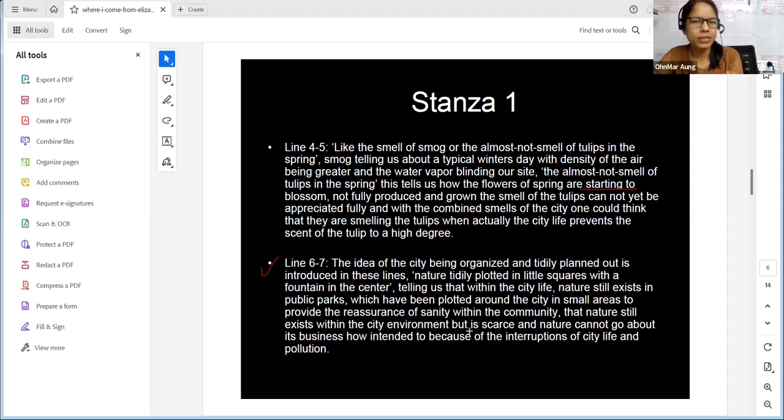But you know that nature exists, but it is quite scarce, not a lot, all right? Nature still exists, but it's scarce. Why? Because of the interruptions of city life and pollution. In the previous line, you could see the word smog. So it means that because of the interruption of pollution and the city life. So these are the keywords for line number 6 and 7.